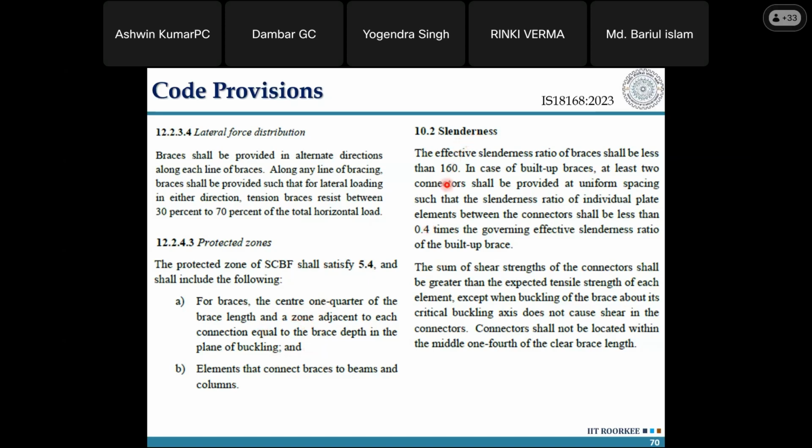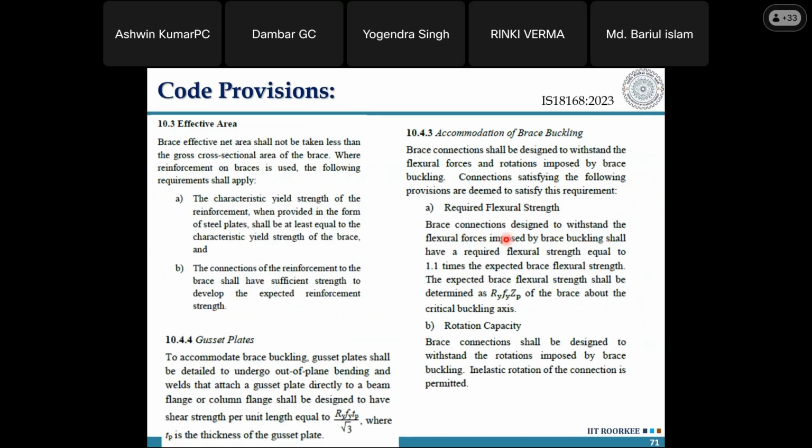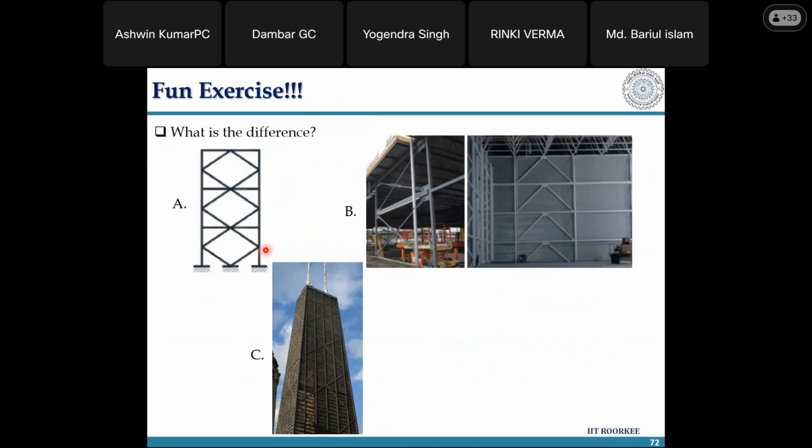And then slenderness ratio. I was saying 165, but it is 160 that the code gives. The effective slenderness ratio shall be less than 160, right? Then you have effective area. This clause is related to net section failure. So if you read, you will understand. Once we have understood what I want from the system, things will be very easy.